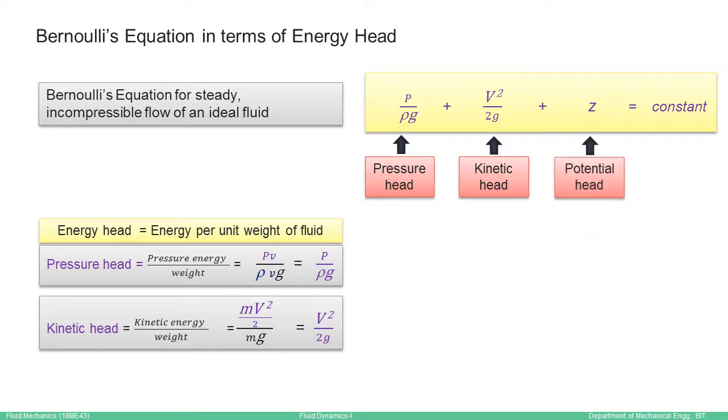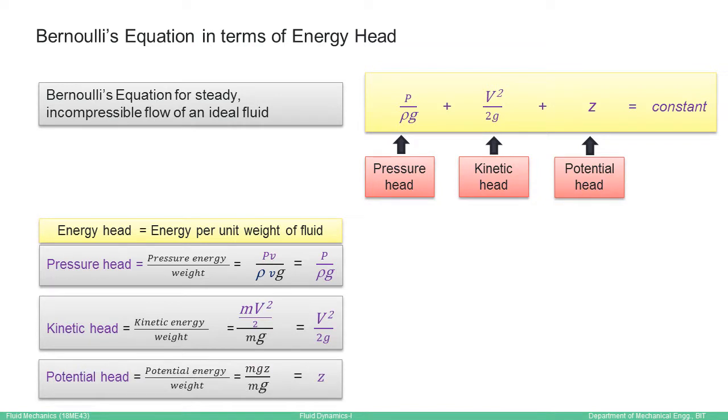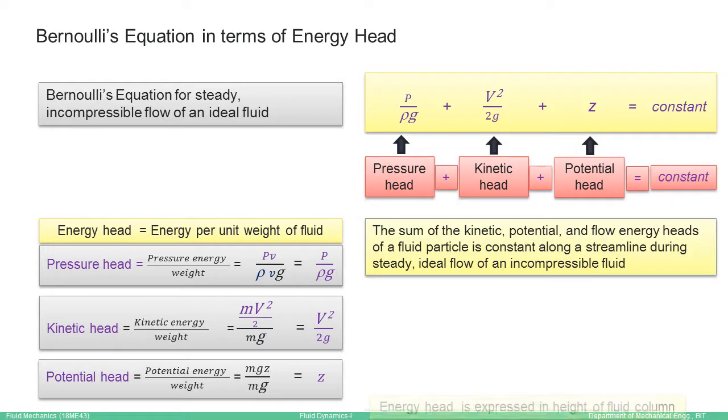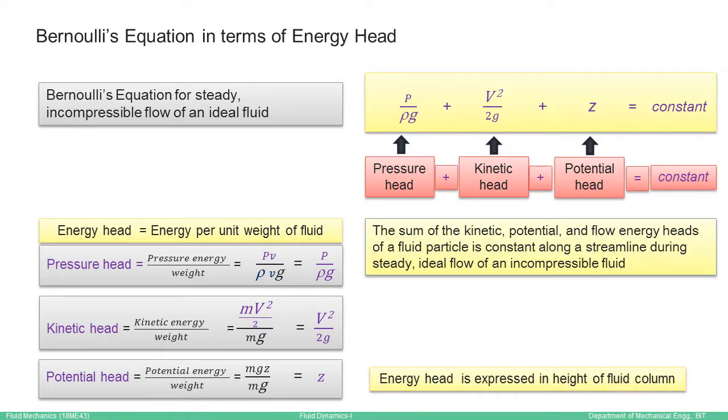Plus there is this potential head, which is the ratio of potential energy to the weight of the fluid element. You know that potential energy is mgz and weight is m into g. So we get z as the potential head. And now if you sum them up, that equation is pressure head plus kinetic head plus potential head is equal to constant.